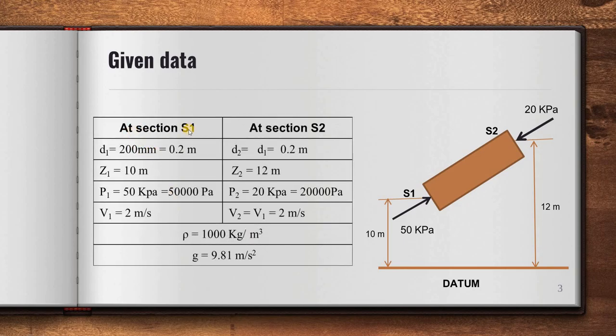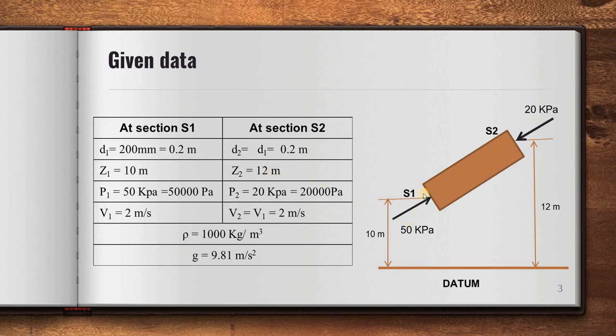Given data I have divided in 2 parts, that is at section S1 and S2. So at section S1 diameter is 200 mm, so obviously that becomes 0.2 meter. This is the constant diameter or uniform diameter pipe, so the diameter at section S2 is also 0.2 meter. Second thing, the elevation at section S1 is 10 meter, so here I have written Z1 is 10 meter. Elevation at section S2 is 12 meter, so Z2 is 12 meter.